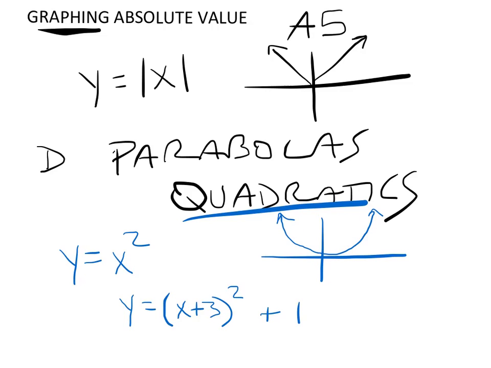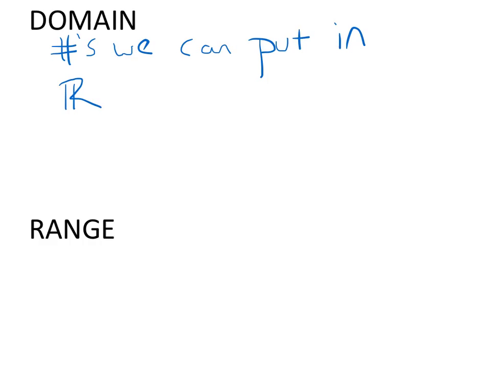Now I also want to share with you a few vocabulary words that we're going to use whenever we talk about graphing: domain, range, increasing, and decreasing. Let's look at domain and range first. So the first one is the domain. The domain are the numbers we can put in. And usually, almost always, our answer is going to be all real numbers. And that's how we write all real numbers, just any number we can put in.